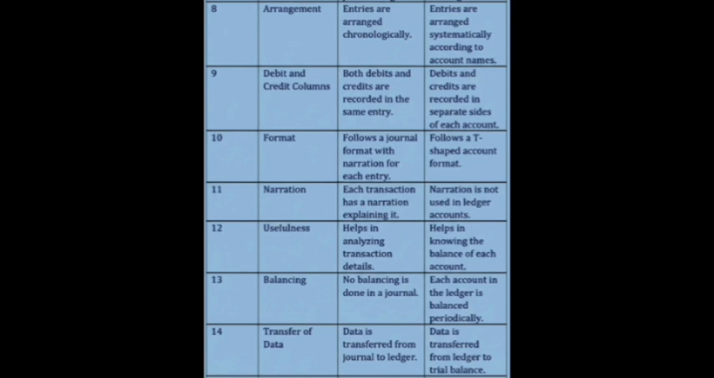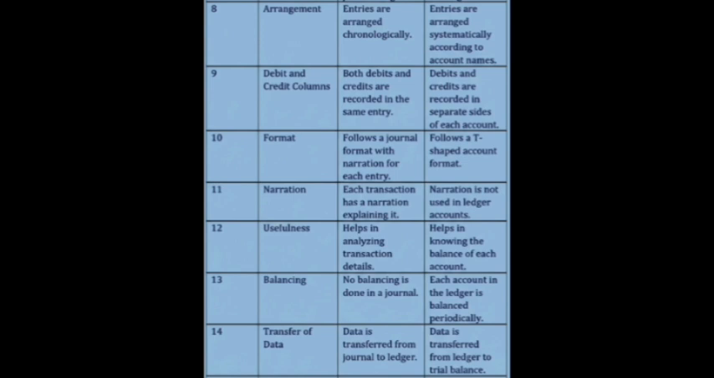In a ledger, debits and credits are recorded on separate sides of each account. The journal follows a journal format with narration for each entry. The ledger follows a T-shaped account format. Each transaction in a journal has a narration explaining it. Narration is not used in ledger accounts.